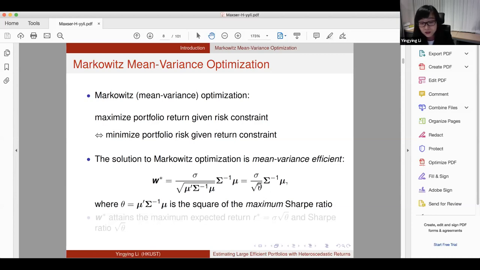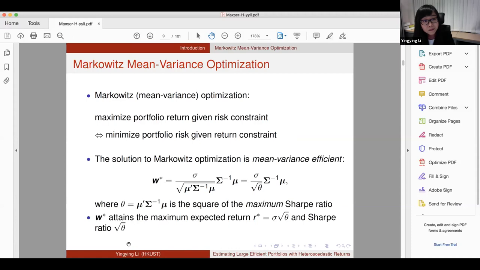So if we use theta to represent the quadratic form here, mu sigma inverse mu, then the optimal portfolio weights can be represented in terms of theta as well. So theta here has an important meaning. It is the square of the maximum Sharpe ratio. This W star, the optimal portfolio, attains the maximum expected return, R star, given the risk constraint at the level sigma, little sigma, and also it attains the maximum Sharpe ratio, which is the square root of theta.